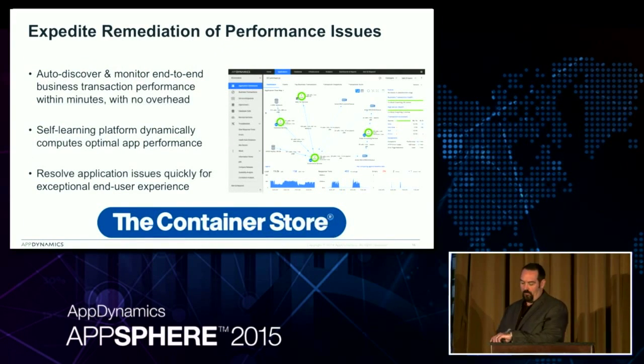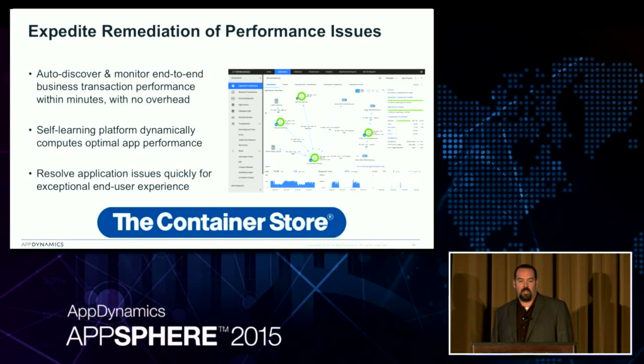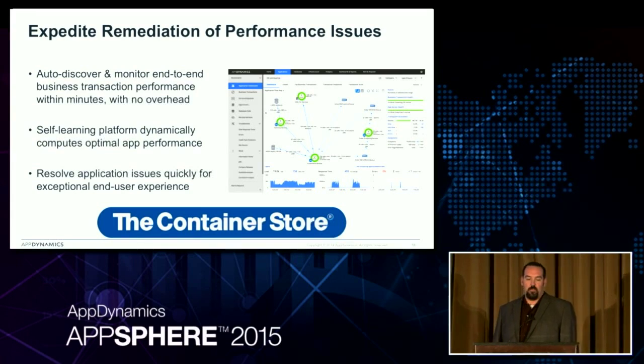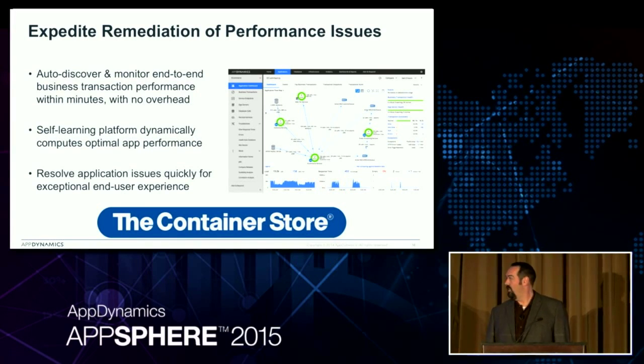So, a few little extra slides here, but expedite remediation of performance issues. Auto-discover and monitor end-to-end business transaction performance with minutes, no overhead. This is true. A lot of people can't tell you what their environment's doing. We put AppDynamics in our test environment, and AppDynamics told us what calls we were doing. It told us what calls couldn't get out because we were firewalled off that we needed to get out.